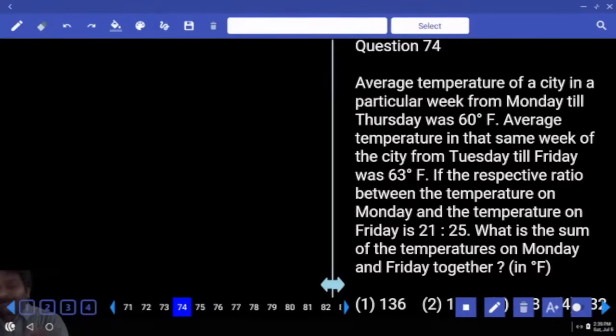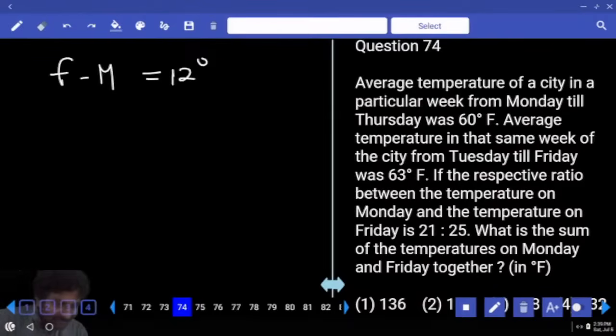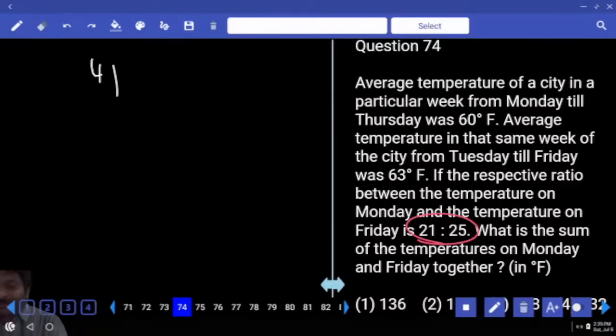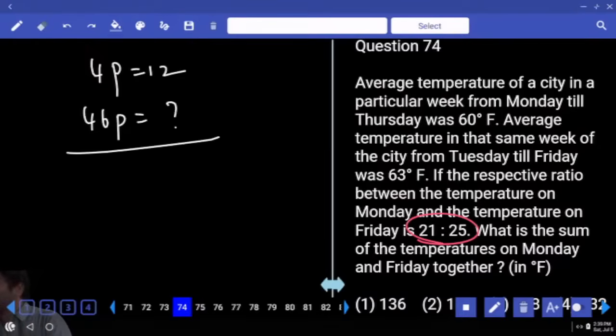On Friday. That means Friday temperature is more than Monday temperature. How much more? That is for 4 days, right? 3 into 4, 12 is the difference in temperature from Friday to Monday, in terms of number of parts. How many parts difference? That means, can I conclude 4 parts is equal to 12 and 46 parts is equal to how much? That's all. Got it?